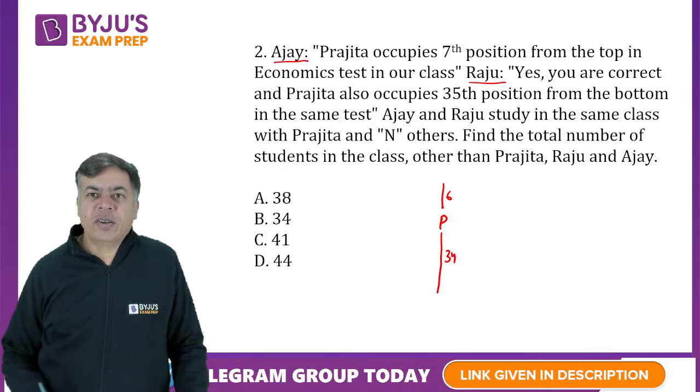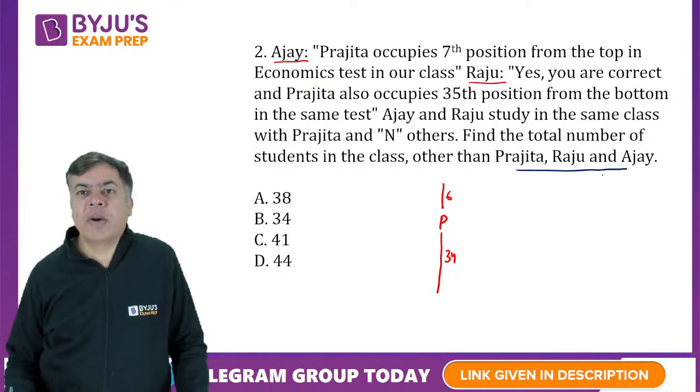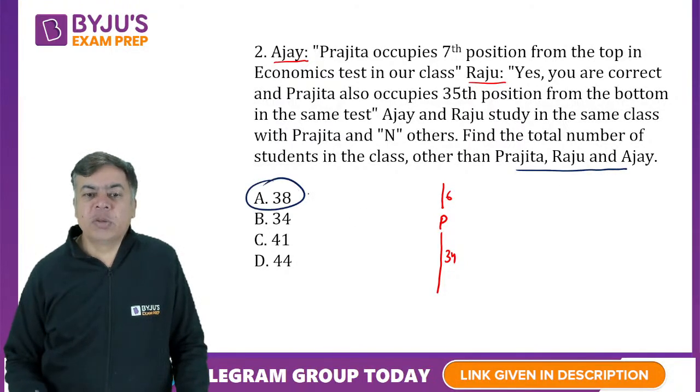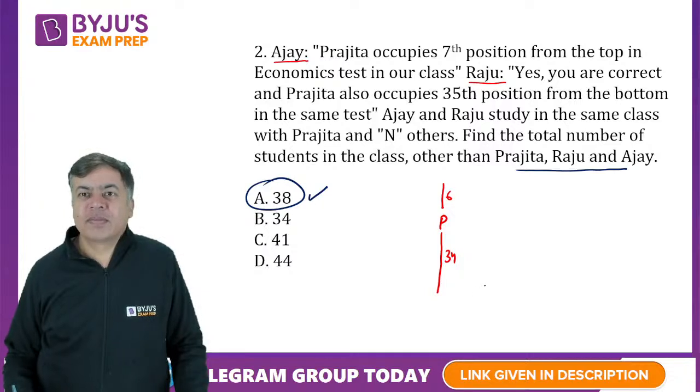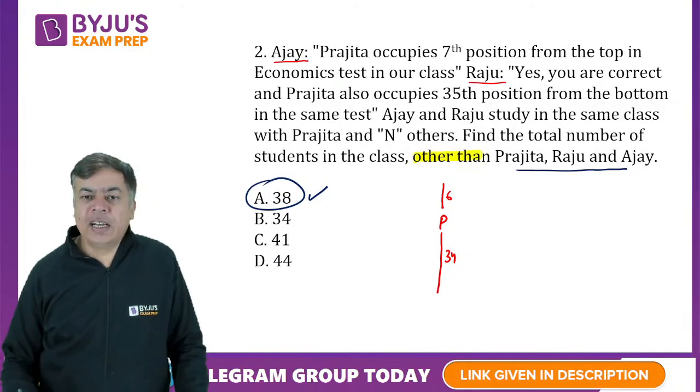So other than, just see that the question is very logical. Total are 41, that is okay, but he is not asking the total. He is asking other than Prajita, Raju and Ajay. So minus 3. So 38 should be the correct answer. Just see the question. I think you are missing this line: other than Prajita, Raju and Ajay.